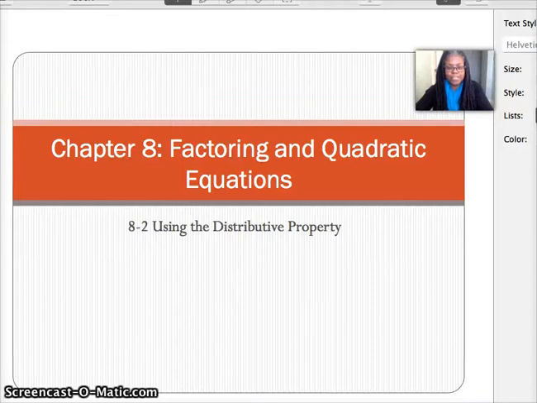Hey guys, we are still in chapter 8 and we're still looking at factoring and quadratic equations. But right now we're going to talk about using the distributive property. And so you guys are used to the distributive property in one direction.